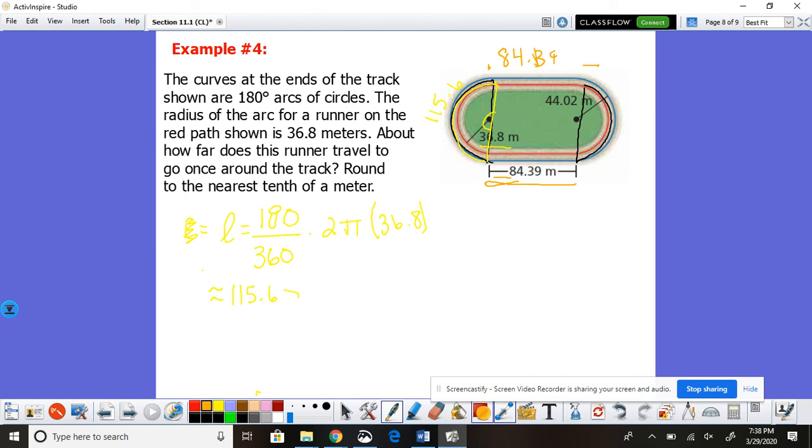All right, now I want to do this side. Notice the radius over here is slightly different. So I want to find my arc length over here. Well, guys, this is still half of it, so 180 degrees. So 180 over 360 times my circumference, which is 2 pi. My radius is 44.02. Okay, when I put that into my calculator, I get roughly 138.3, and that'd be meters.